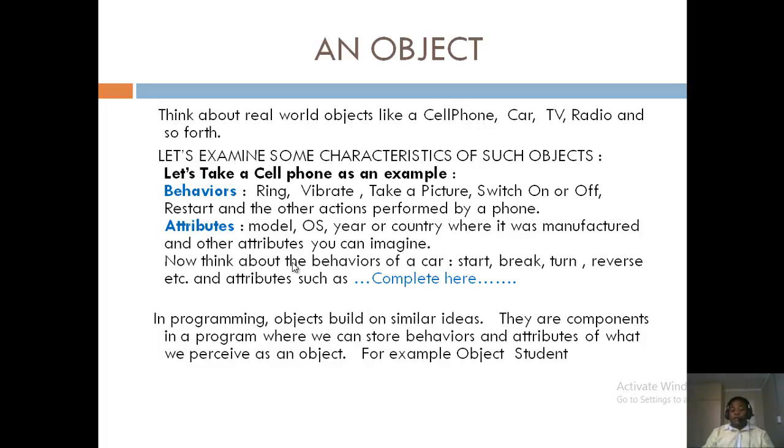Apart from the behaviors, your cell phone also has its own attributes. For example, your phone has a model. When you go to the shop to buy a phone, or you're looking around, you basically know what you're looking for, and we don't usually make mistakes when we are going to buy a phone, because we know exactly the model that we are looking for. That is one example of an attribute. Your cell phone also has an operating system, the name of the operating system, for example, Android. Now your cell phone also has the year it was made and the country where it was made. Now all these are examples of a cell phone's attributes.